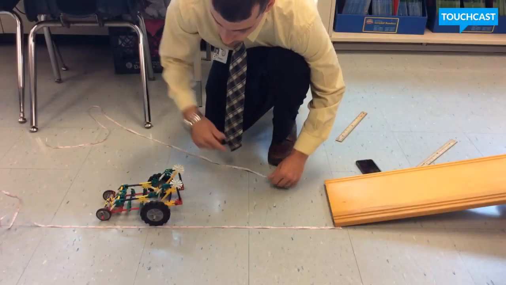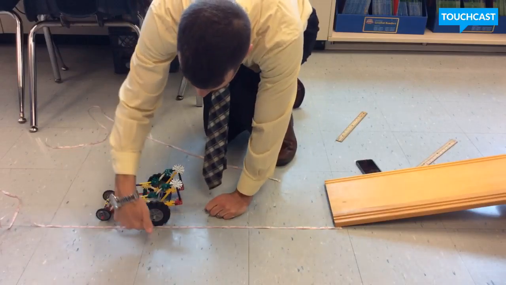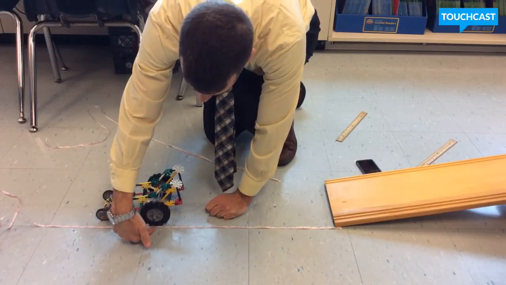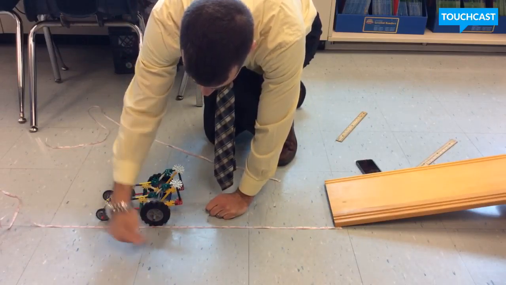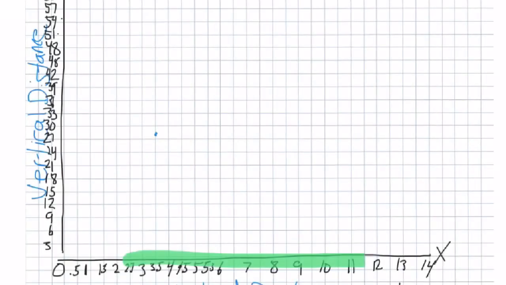Okay, so now I'm ready to measure my back left tire, and I can see that it is actually right on the tile line, and right at the 22-inch mark is the center of the tile. So that was an easier one to measure. Now I'm ready to graph my back left tire.